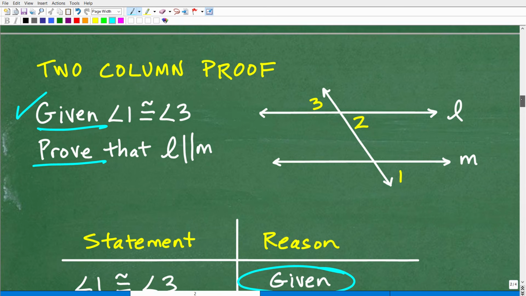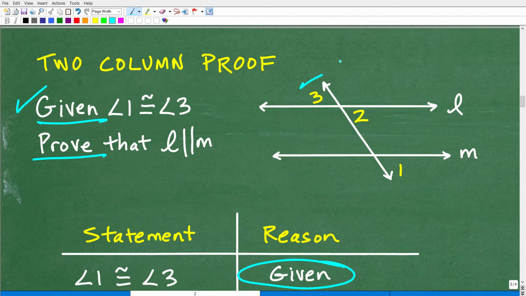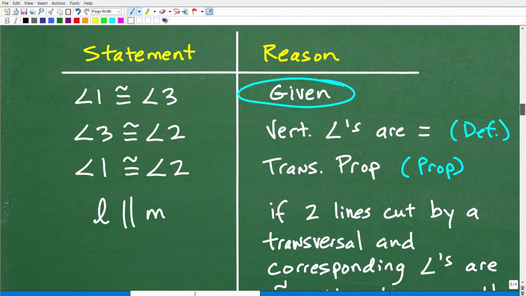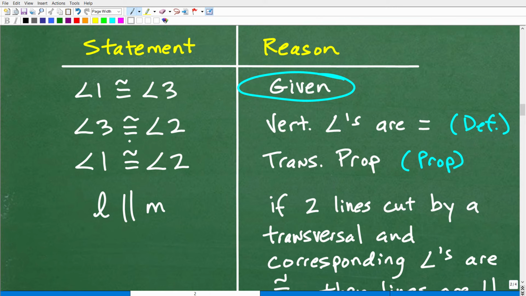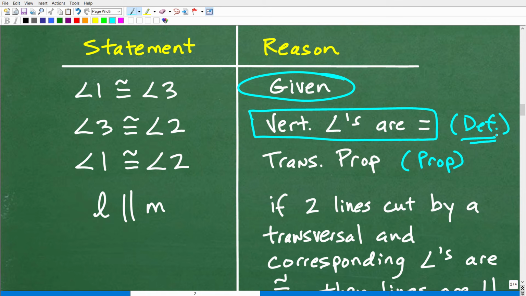So remember over here, I'm already being told that 3 and 1 are the same angle. That's given information. But in order for me to make my little case here, I need to justify that 3 and 2 are the same, and 3 and 2 are the same because of vertical angles. So that's my next reason. I can't do anything until I establish that fact. So angle 3 is congruent to angle 2. Why? Because vertical angles are congruent. 3 and 2 are vertical angles by definition, and vertical angles are congruent. So that is the definition of vertical angles.